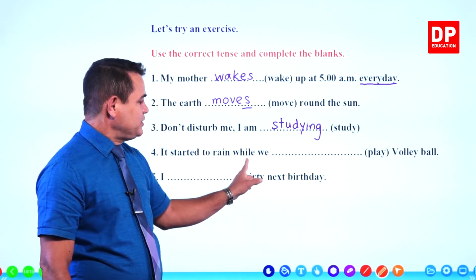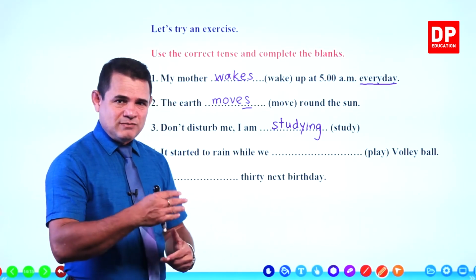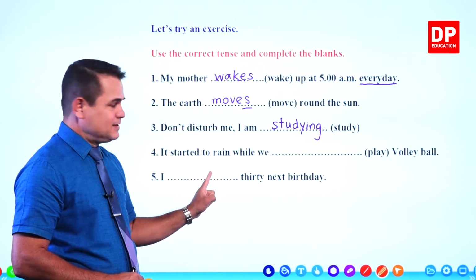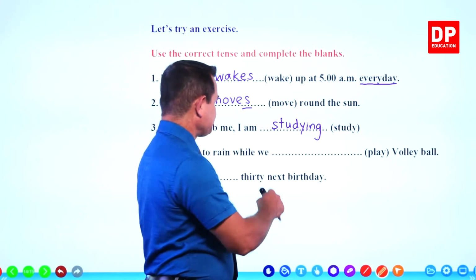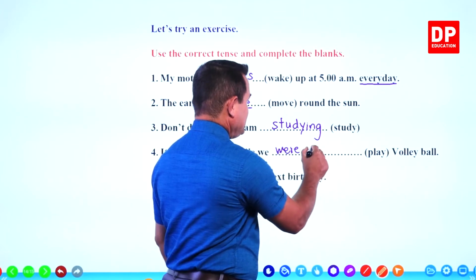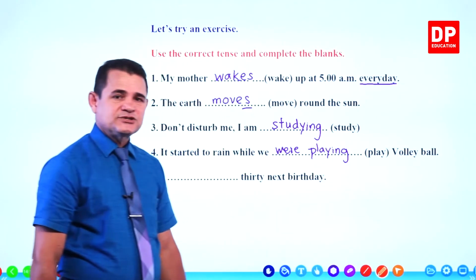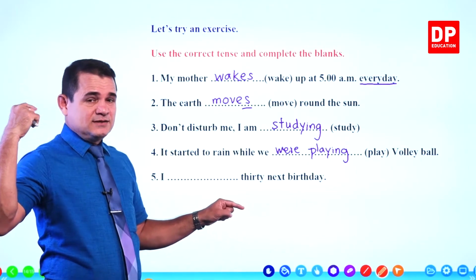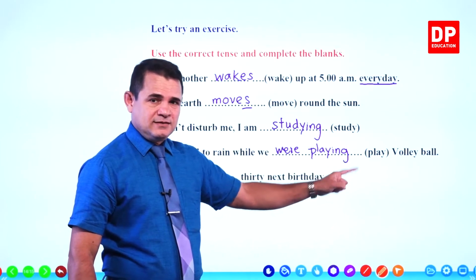So remember, when you use while, the next action is in ing form. So then you can use here the past continuous form. While we, you can use the plural form, we were playing. Past continuous, past. So started to rain while we were playing cricket or volleyball, in past continuous.